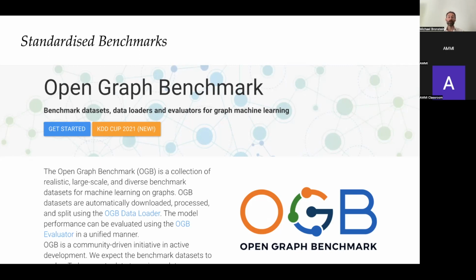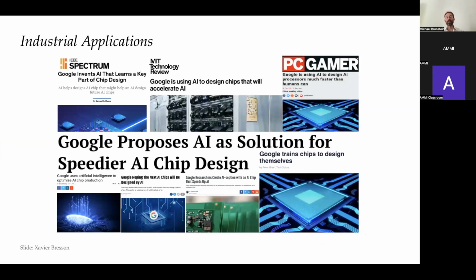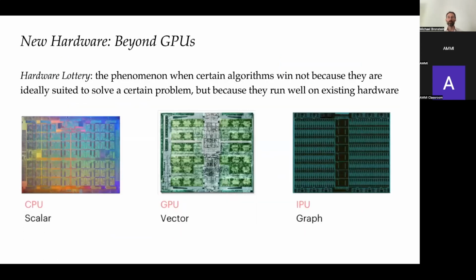In graph neural networks now, there is the Open Graph Benchmark that appeared about 2 years ago, and it's already a standard evaluation tool that is used by researchers worldwide. And then, of course, industrial applications. Graph neural networks are now broadly used across the spectrum in many different applications. One of them, for example, was to design new chips. As you know, it's a combinatorial problem, and it can be formulated as reinforcement learning with the help of graph neural networks.